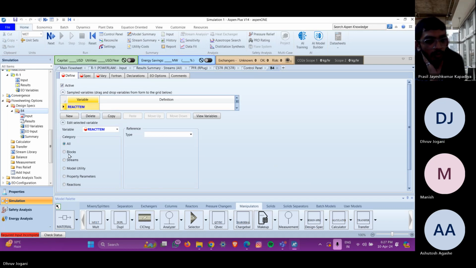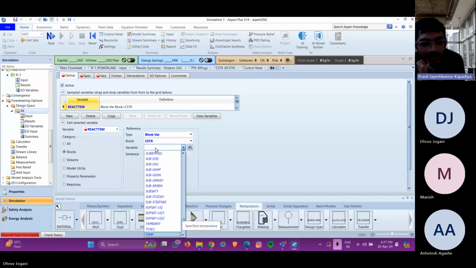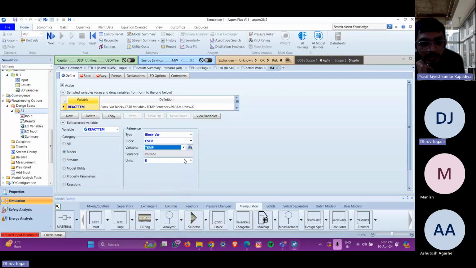Okay, so it's a block variable. You have chosen something else. Sir, blocking of CSTR block, which variable? Let's do temperature. Okay, I'm suggesting one thing. Can we do it for reactor volume? Sure, sir.